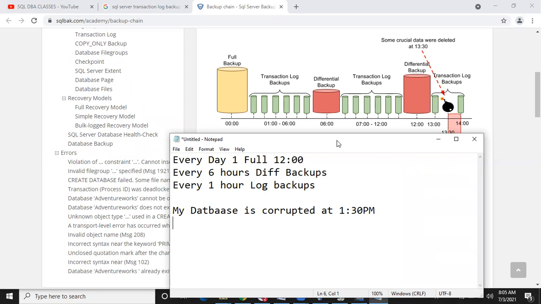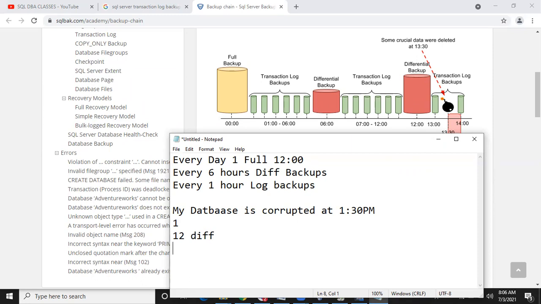Two log backups. No, I need from the beginning. First, how many full backups, how many differential backups, how many log backups? One full backup and two log backups. One differential backup, one log backup. One full backup, one differential backup, at what time? Differential backup at 12 o'clock. One full backup, and 1 o'clock transaction backup.